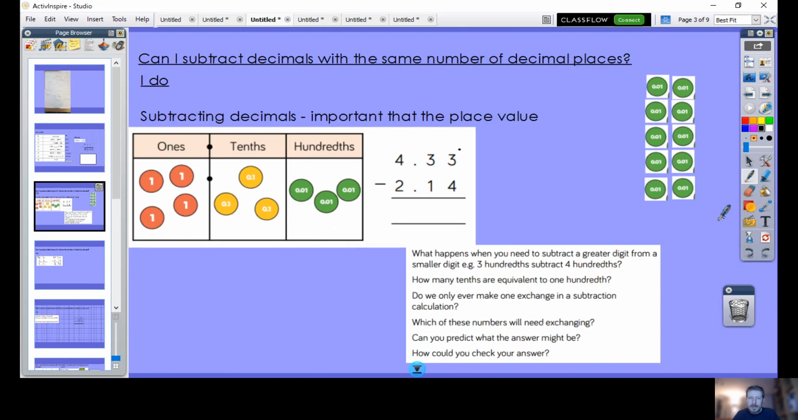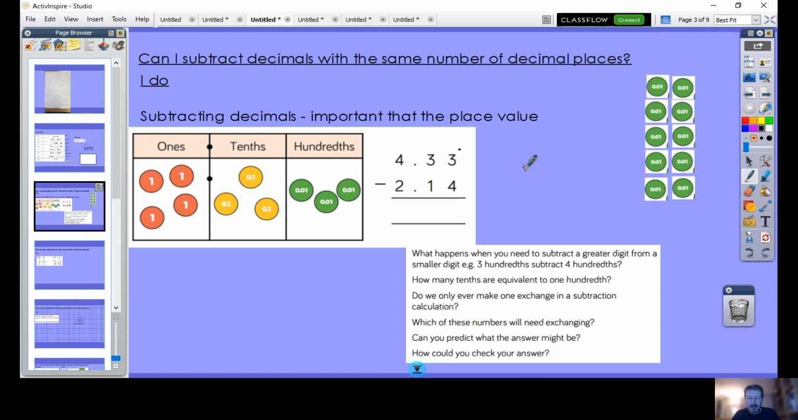What we're doing today is subtracting decimals with the same number of decimal places. So what we mean by the number of decimal places is the number of digits after the decimal point. So if we look at these two numbers, both of these have 2 digits after the decimal point. So they are numbers to 2 decimal places.